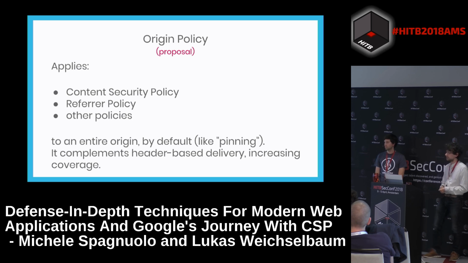Origin policy is another proposal. It basically pins policies such as the content security policy or referrer policy to an entire origin. So this complements header-based delivery and increases coverage by making it the default. So it's a little bit like HSTS, like mandating HTTPS on a whole origin. It actually says for the first time you query, you get a page from that origin. It says there is a manifest, and it says please apply these headers, these policies, automatically for the whole origin.